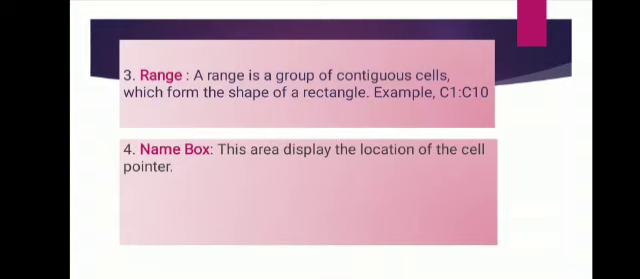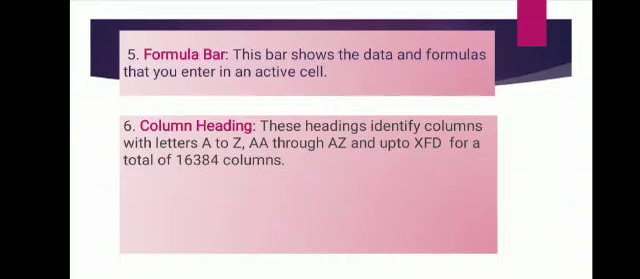Next one is name box. This area in the diagram is given. Name box is located just above the column heading on the left side of the window, and this area displays the location of the cell pointer. Now formula bar. It is located on the right of the name box, and this bar shows the data and formulas that you enter in the active cell. Where A1 is given, it is the name box, and where Fx is written, it is the formula bar.